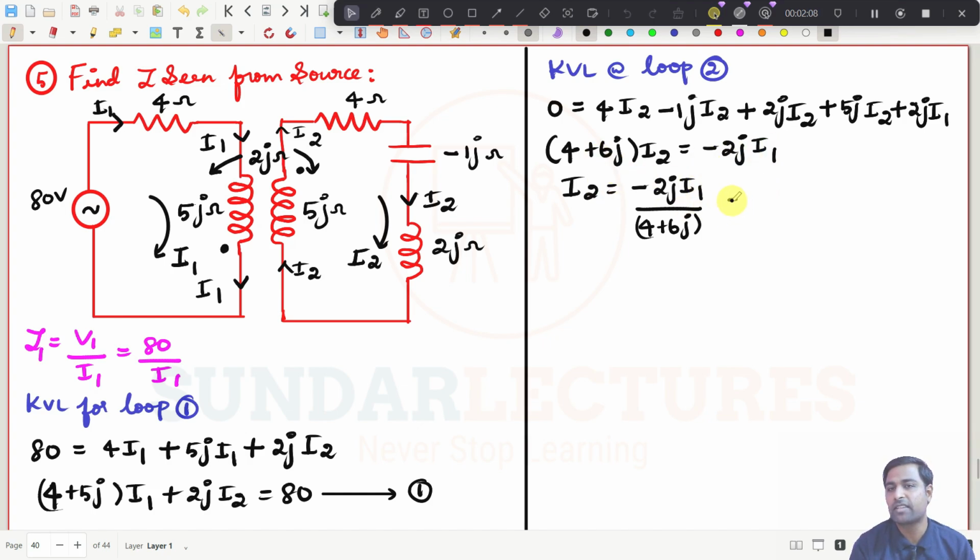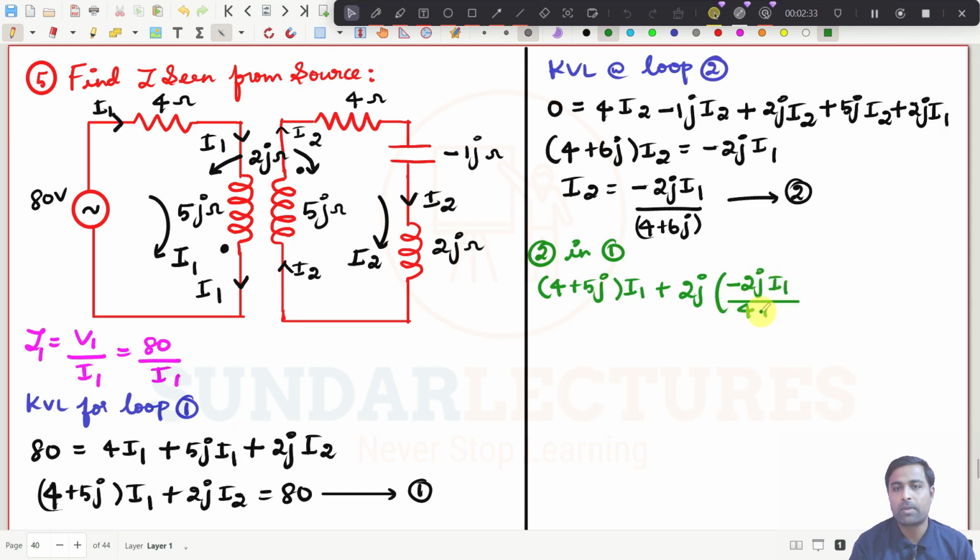This is expression number 2 now. So now what do you do? Simply you substitute expression number 2 in 1. What will you get here? It is (4 plus 5j) into I1 and then plus 2j multiplied by minus 2j I1 divided by (4 plus 6j), and that should be equal to 80. Both are I1 terms, and if you simplify this, you will straight away get the I1 value.